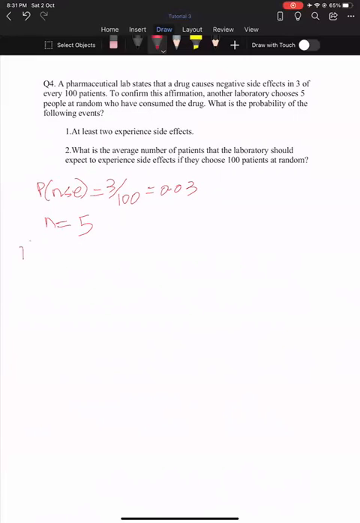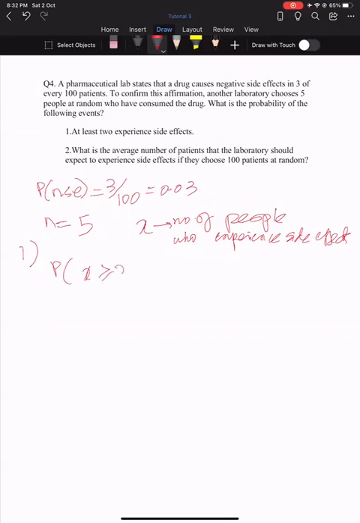1, at least 2 experience side effects. So if X is the number of people who experience side effects, then we want to find out X is greater than or equal to 2, because it's at least 2. And we also know that X is distributed as a binomial where n is 5, and the probability of success, which is the probability of negative side effects, is 0.03.